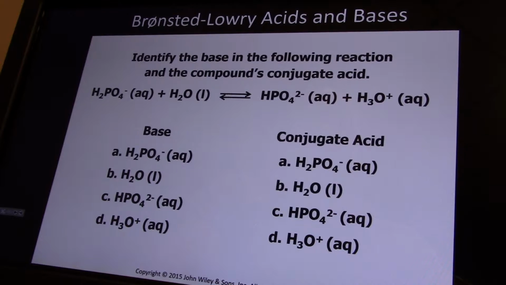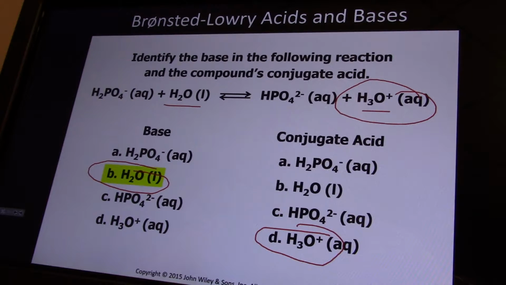Identify the base in the following reaction and the compound's conjugate acid. Well, they want the base. So who is accepting a proton? Water. Water accepts a proton. So water is your base. And then the conjugate acid is H3O+, because once the base accepts a proton, now that's an acid. It can donate that proton.